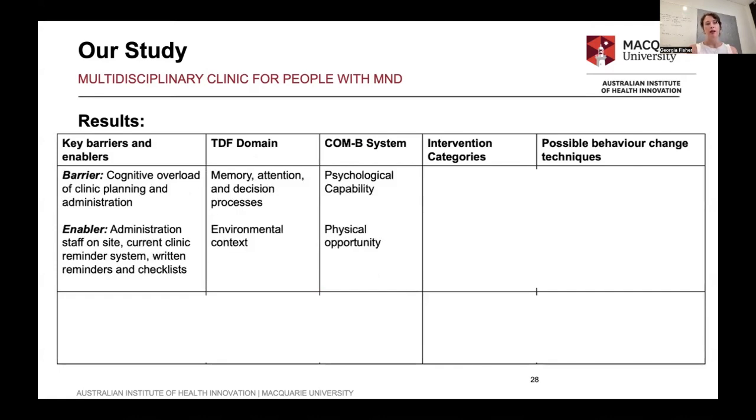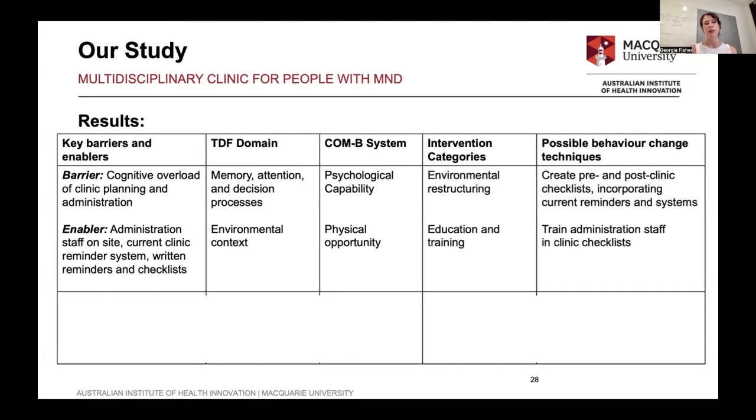A third key barrier was the cognitive overload of clinic planning and administration, in that the clinic was happening privately outside of a lot of people's day jobs. But a key enabler was that there was a dedicated administration staff on site. There was a current clinic reminder system and lots of written reminders and checklists. So even though there was a barrier in people's memory, attention, and decision processes, which then maps to their psychological capability, the environmental context and people's physical opportunity was helping people overcome that barrier.